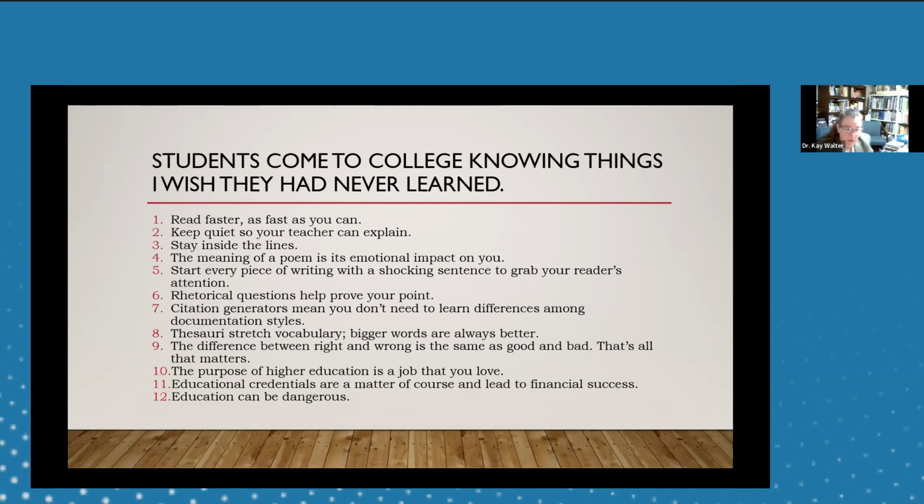The last couple, maybe I should mention, educational credentials are a matter of course. Like if they just sit in the seat for 4 years, they'll graduate without realizing that the purpose of an education is to become educated. And so I'm trying to teach my students to reach beyond my classroom to bigger success. And of course, this idea that education can be very dangerous. We have to work on that.